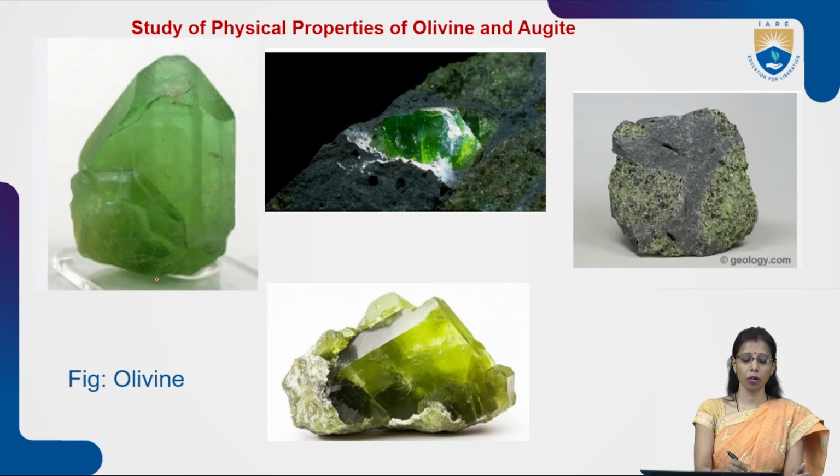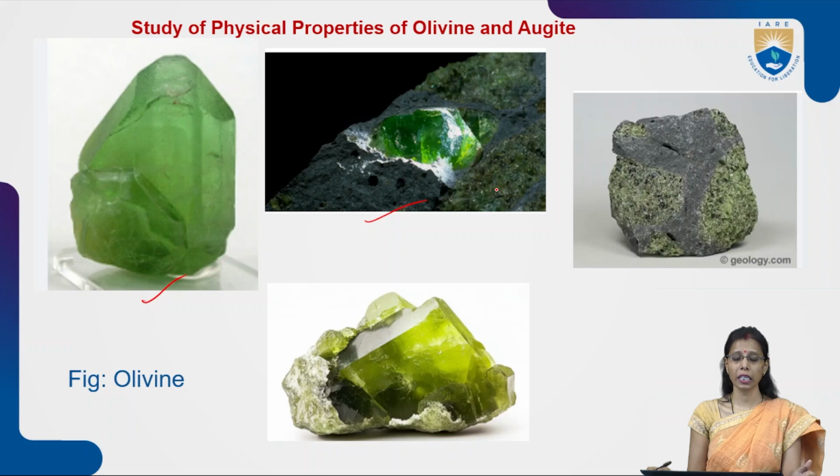This is how the olivine looks. It comes under igneous rocks which contain very mafic content. So this is the actual mineral. Here you can see this is the rock, and under this rock, this is the mineral present, right?